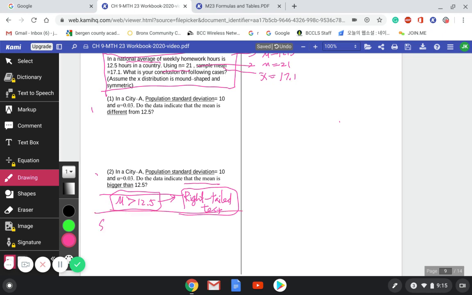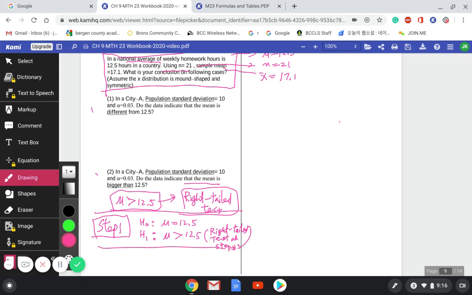So knowing that, if we do 4 steps to prove whether they are bigger than 12.5 or not, step 1, you make a statement of H0 and H1. So H0 is that mu is 12.5. And they are questioning in H1, mu is supposed to be bigger than 12.5. Okay? And we're going to use a right-tailed test. Okay? That's step number 1.